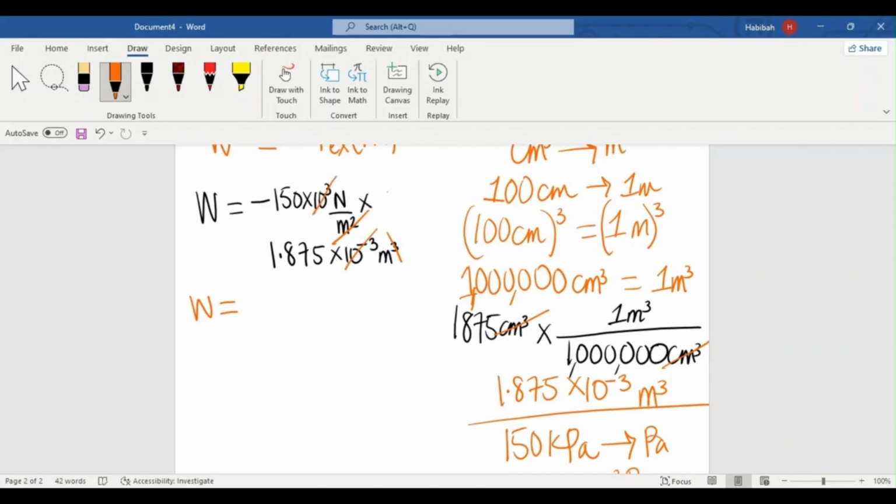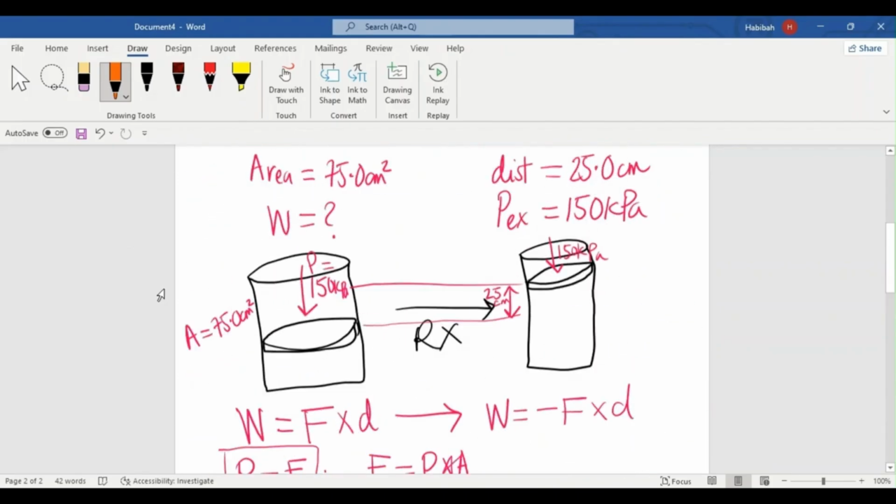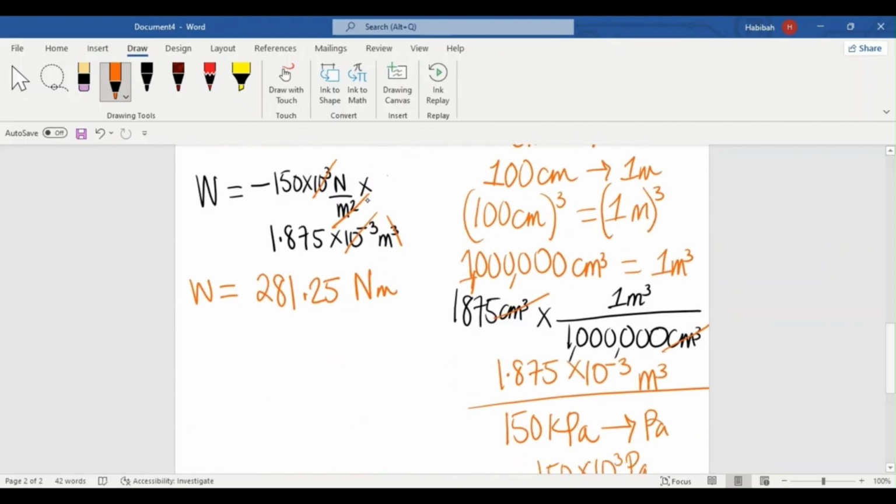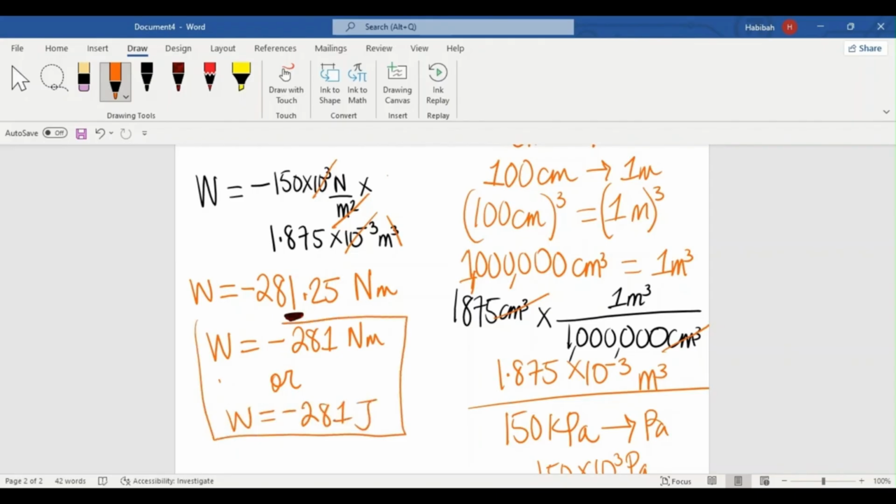So when you do the calculation in your calculator, you end up with 281.25 Newton meter. And since this question is given in 3 sig figs, we can stop writing the value there. So W, work done, equals negative 281 Newton meter, or work done equals negative 281 joules. Don't forget, Newton meter is the same thing as joules, just like pascals is the same thing as Newton per meter squared. And this is basically how you answer a question like this. If you have any questions, please put it in the comment section.